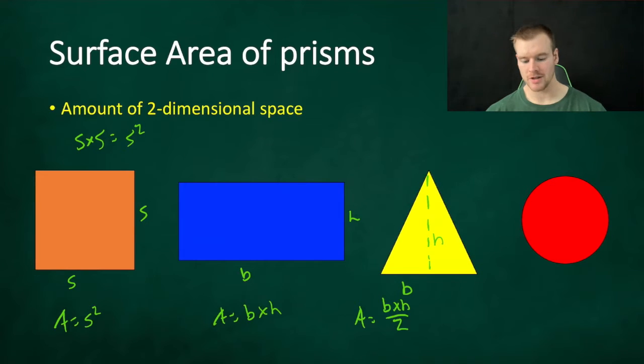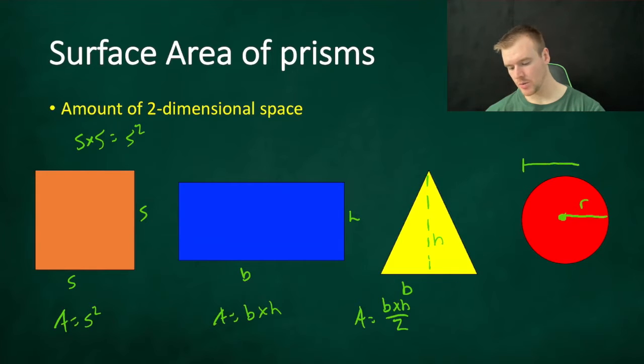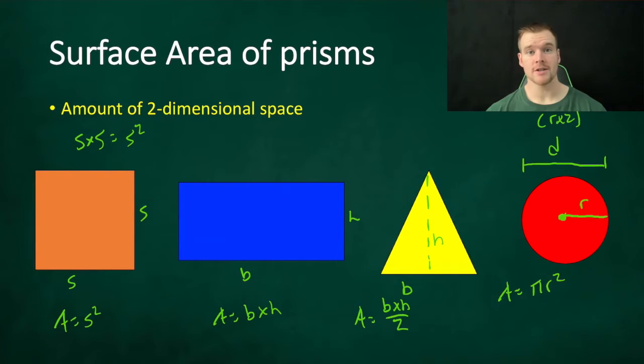The circle is the one that's kind of a lot different than these. How we measure the dimensions of a circle is with radius and diameter. Radius is from the center of the circle to the edge, and diameter is 2 radius. So the whole width of the circle would be the diameter, and it's the same as r times 2. And the formula that is used for calculating the area of a circle is area is equal to pi r squared. And all these are going to come in useful.